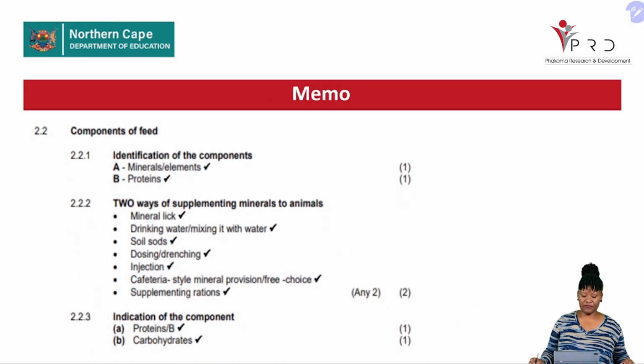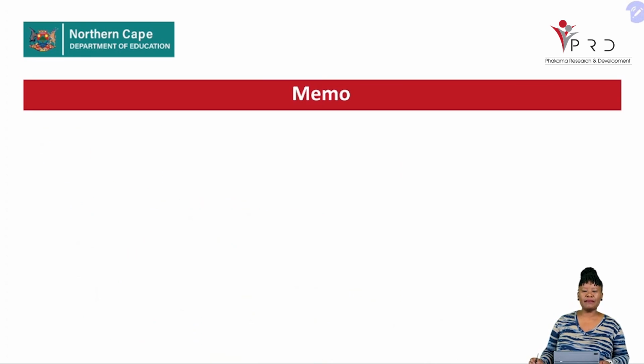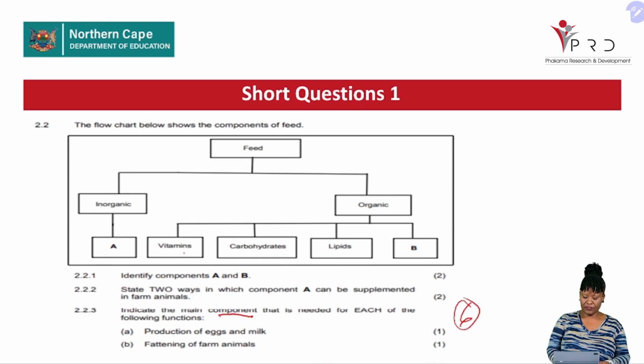And A refers to mineral elements. And these mineral elements, they are inorganic. The organic ones, we are looking at vitamins, carbohydrates, lipids, proteins. And remember the term lipids, it represents fats and oils. So the one which is inorganic, we are looking at minerals.